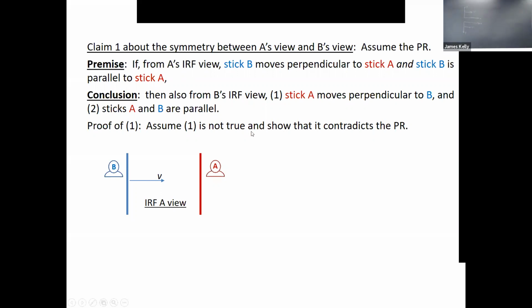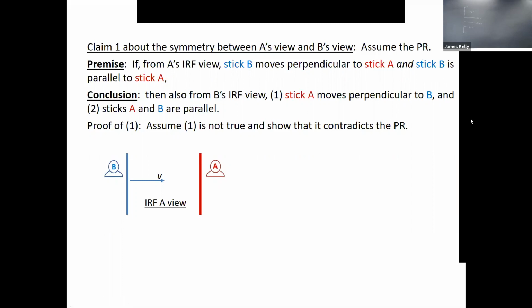But the idea is we're going to assume that the conclusion is not true, and from that prove that something in the assumptions must not be true. And what we're going to actually show is that if the conclusion is not true, it violates the principle of relativity. And the idea is we want to assume the principle of relativity. So if the conclusion is not true, if that causes us to violate the principle of relativity, then if we're assuming the principle of relativity, the conclusion has to be true. That's the logic of proof by contraposition.